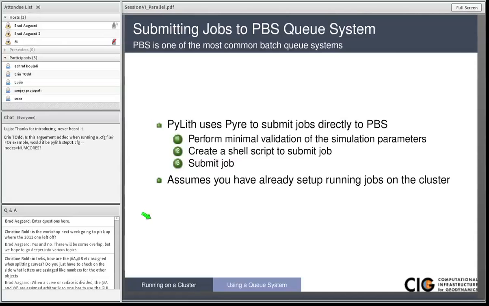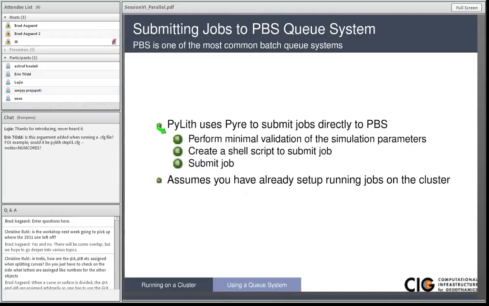The steps that PyLith takes: first it performs a minimum validation of the simulation parameters. Before I'm submitting my job to the queue, it'd be nice if PyLith actually checked to make sure that I didn't make a stupid mistake. And it actually does that. It does that sort of initial validation of things like making sure you've provided file names when you need a file name, making sure that the components actually exist and are not misspelled. It does those checks before it even submits the job to the batch system. Then it creates the shell script to submit the job and submits the job.